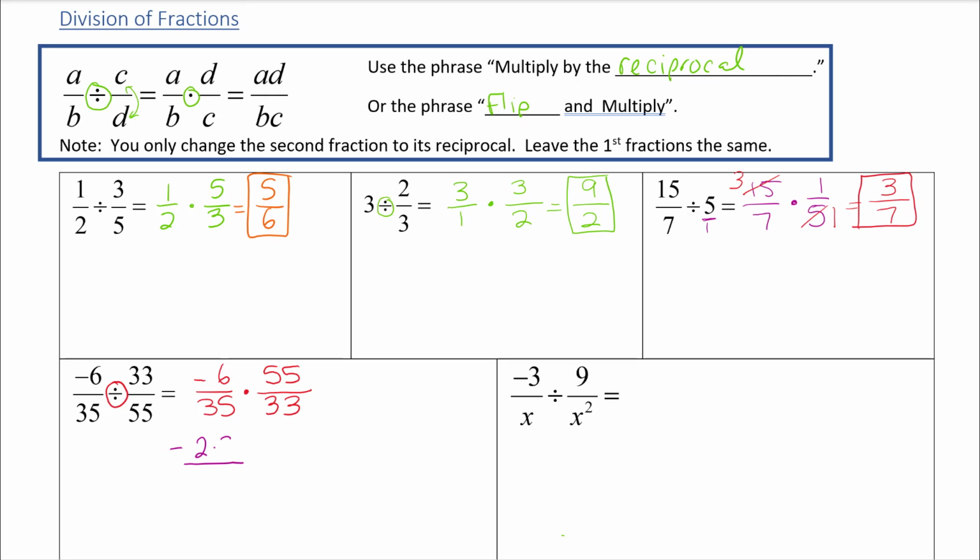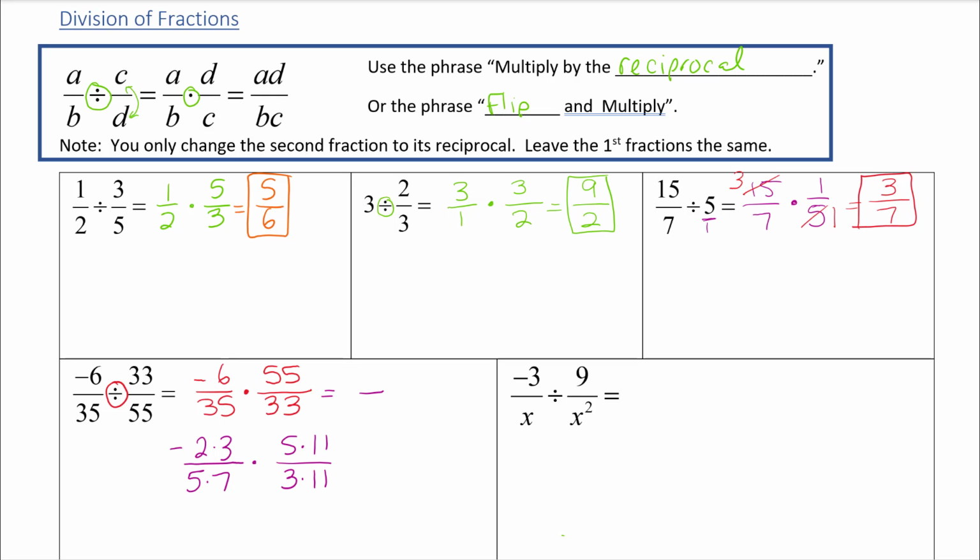-6. 6 is 2 times 3. The negative just stays there, okay? And a negative times a positive is going to be a negative anyway, so I know my answer is going to be negative something. 35, that's 5 times 7. 55, that's 5 times 11, and 33 is 3 times 11.